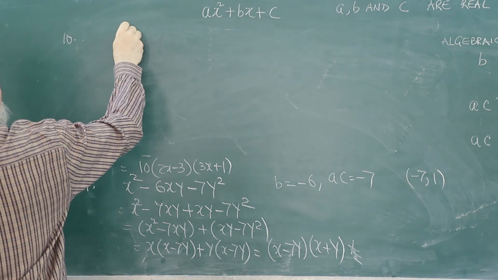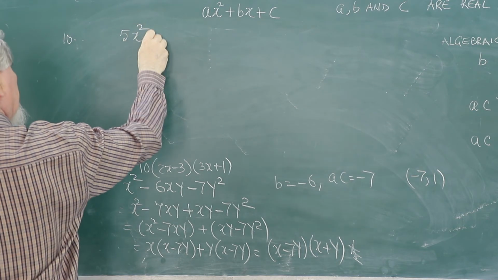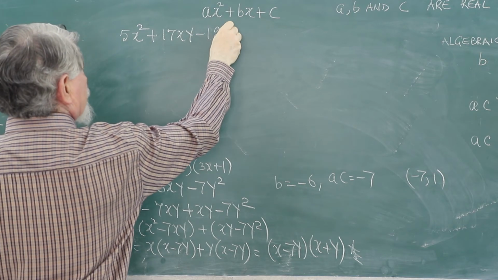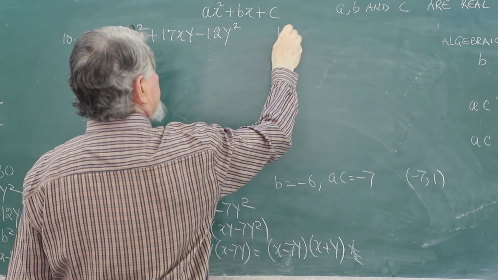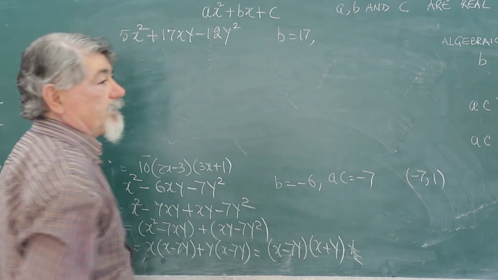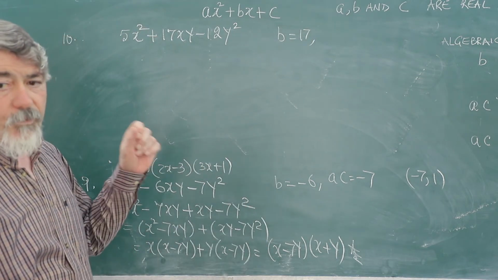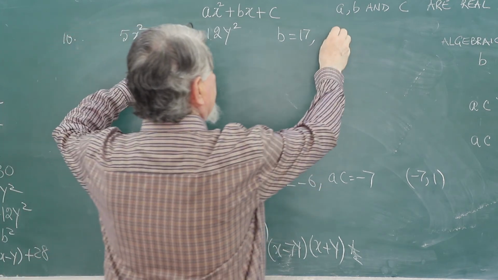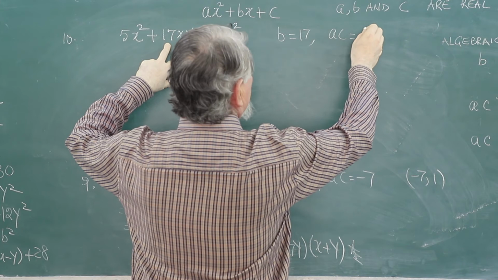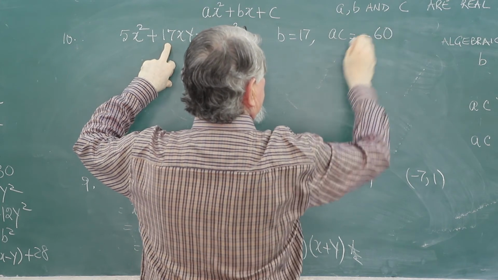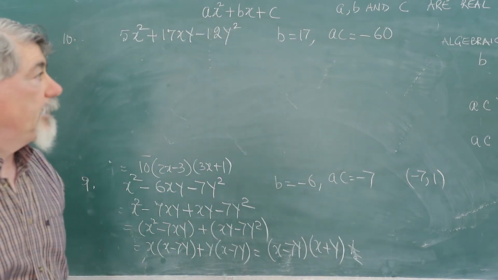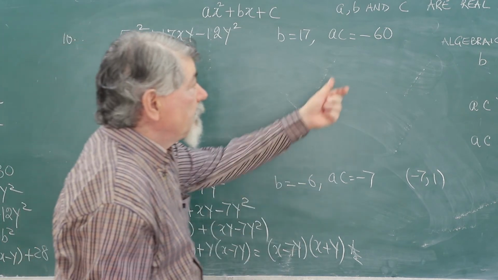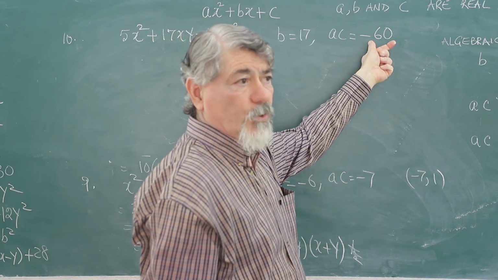5x squared plus 17xy minus 12y squared. Again, b is 17. The coefficient of xy is 17 and AC is 5 into minus 12, which is minus 60. AC is minus 60. Again, it is less than 0.